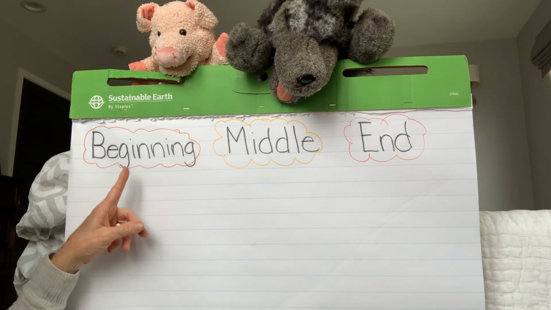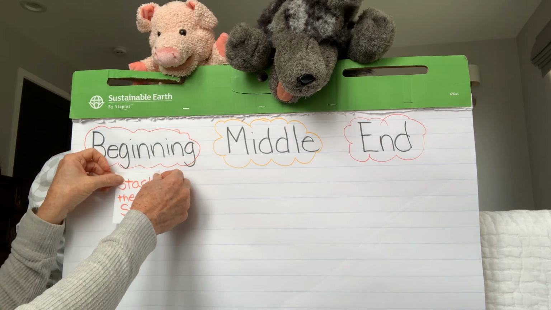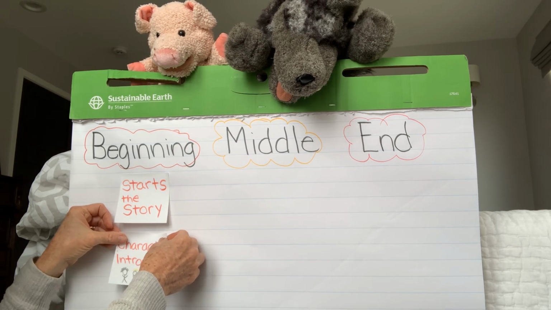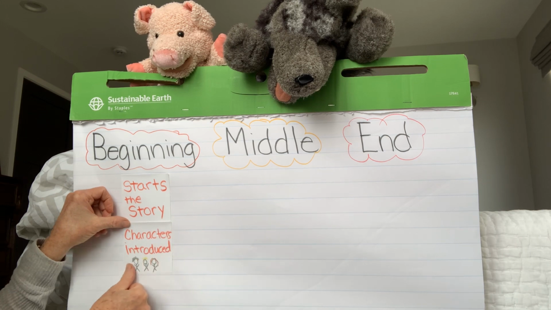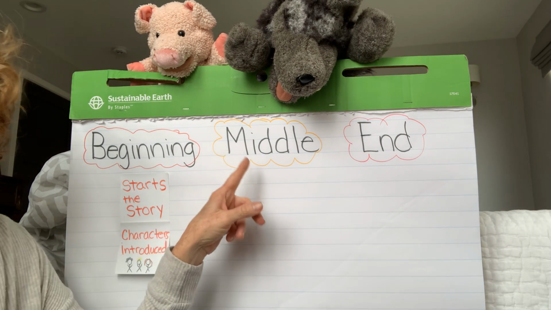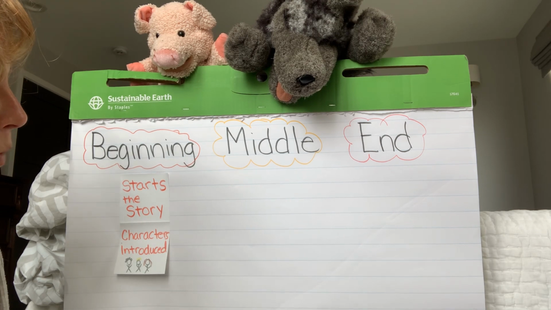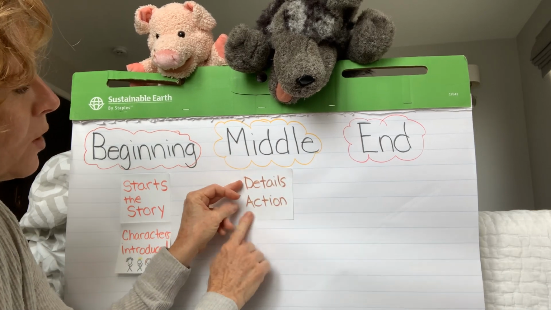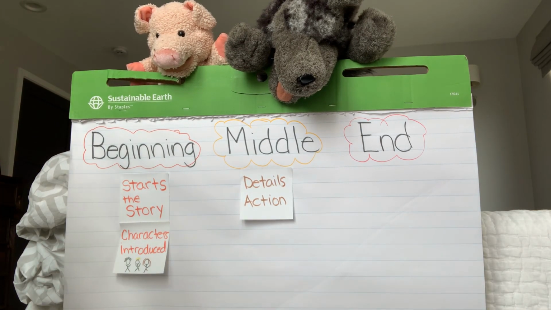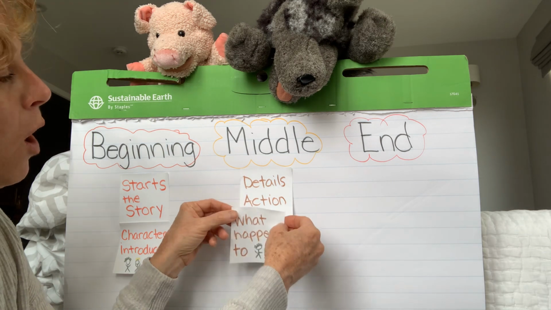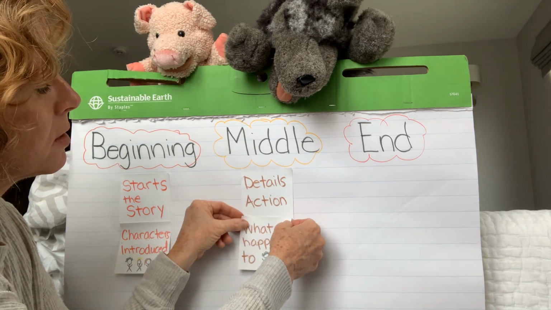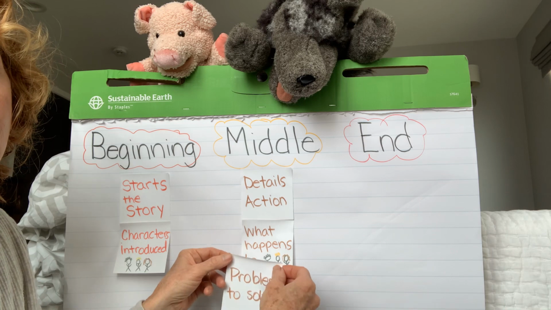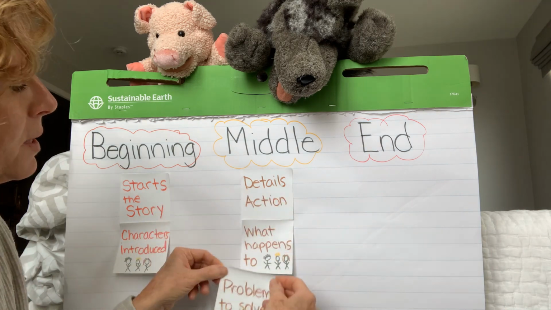So at the beginning of a story, that's where the story starts. This is also where the characters are introduced. In the middle of a story is where the details and the action of the story takes place. This is also the part that lets us know what's happening to the characters, and it also introduces a problem that needs to be solved.